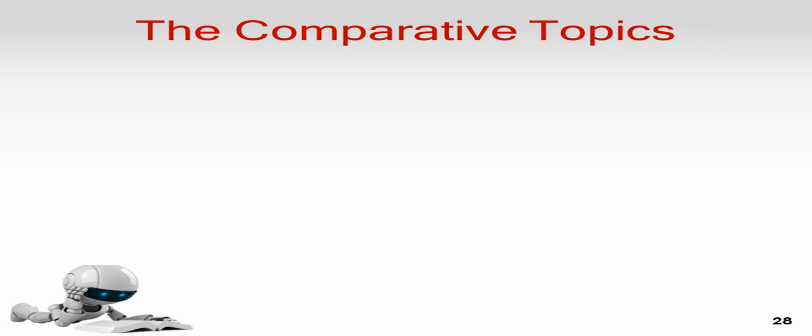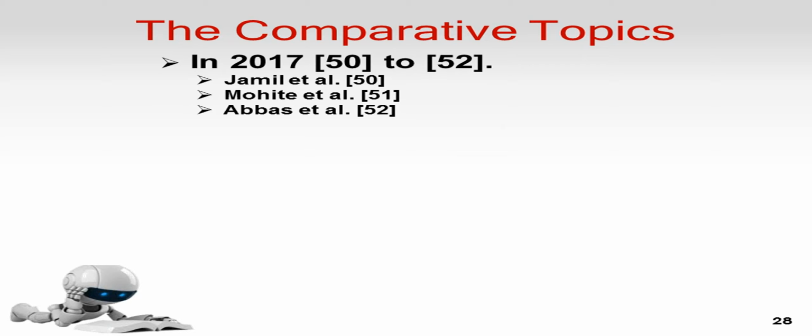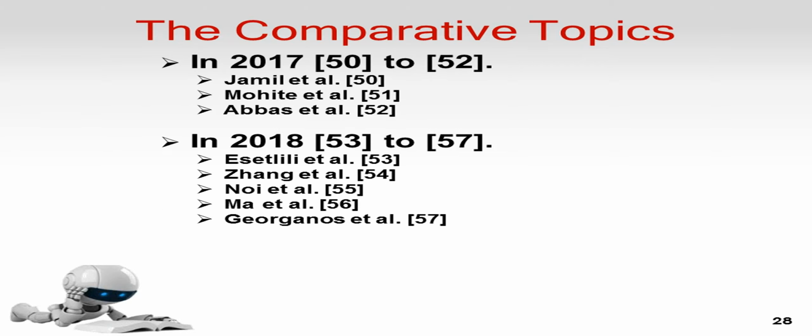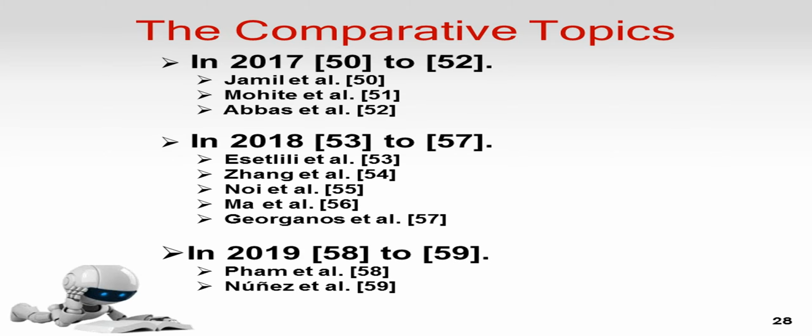Now the second aim of this paper is the comparison between some surveyed papers on the use of machine learning algorithms for classifying remote sensing images. The comparative topics cover these papers: three papers published in 2017, five papers published in 2018, two papers published in 2019. These papers were chosen from many papers published on the same topics.